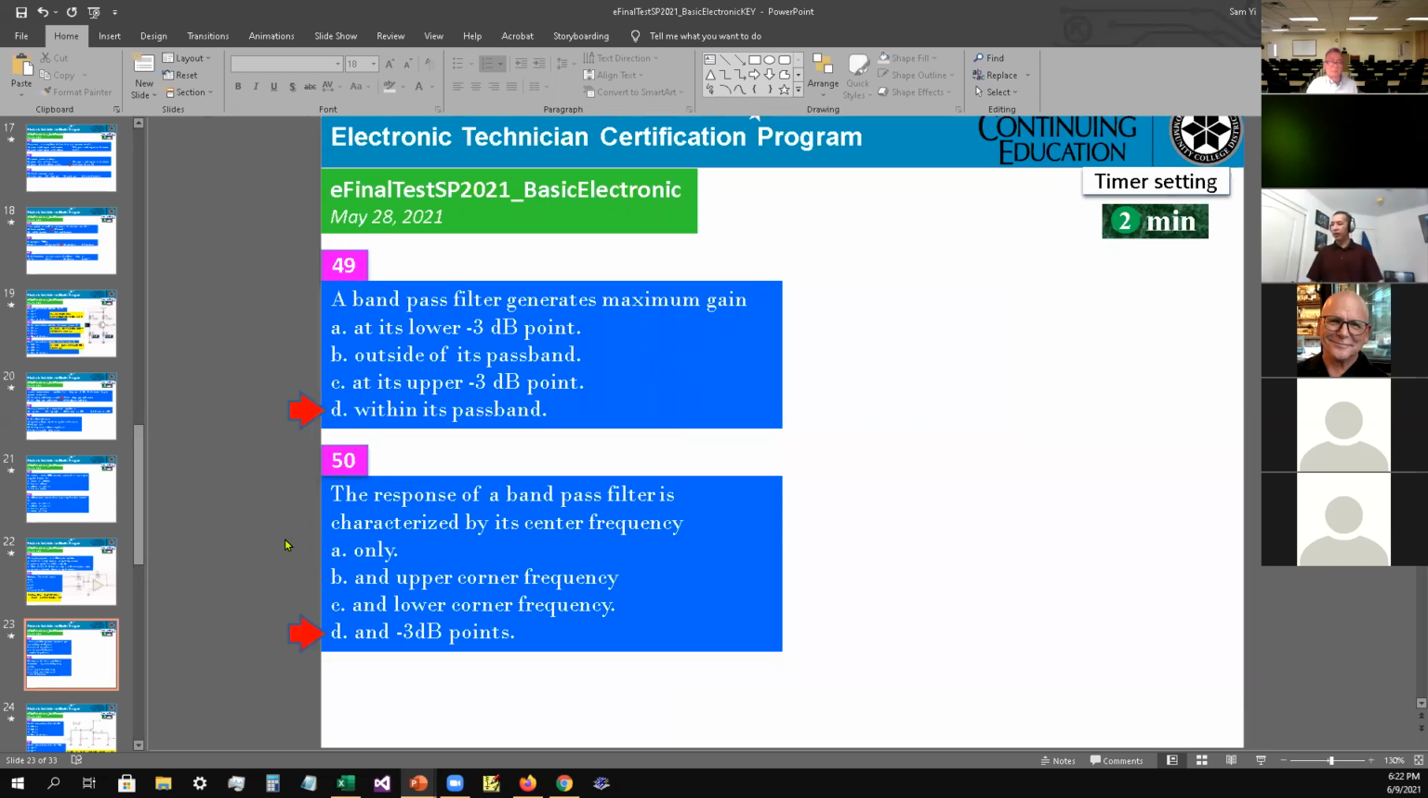This one is a bandpass filter generating maximum gain. Maximum gain is at the center frequency, within its passband, between the lower frequency and the upper frequency. Within its passband is where you get the maximum gain, and that's when you hear the signals very clear. So the answer is D, as in David, for number 49.